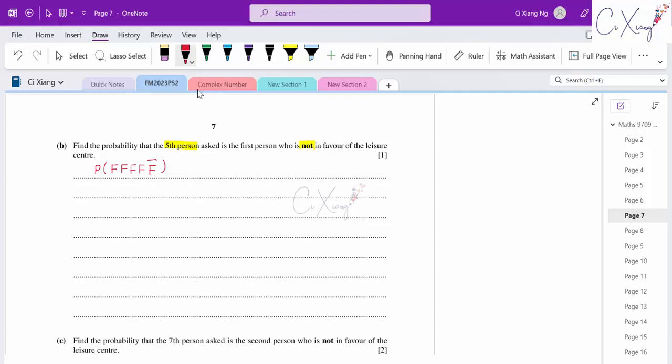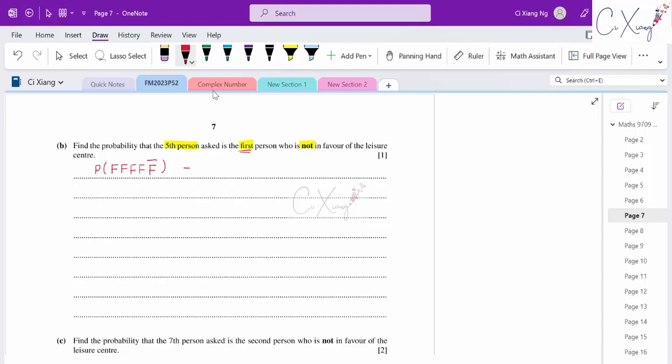Or you can treat this question as a geometric distribution question, where the keyword here is the first person. When you see first person shown in a certain sequence, then generally it belongs to geometric distribution. If you know how to use geometric distribution, then by using common sense you can also find out the answer. So this is by using common sense where I try to list out. That means the first four persons asked are all in favor. Only the fifth person is the first person who is not in favor.